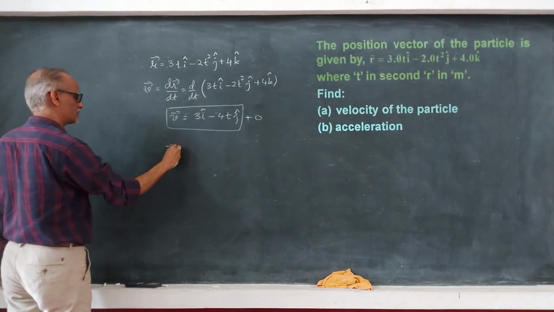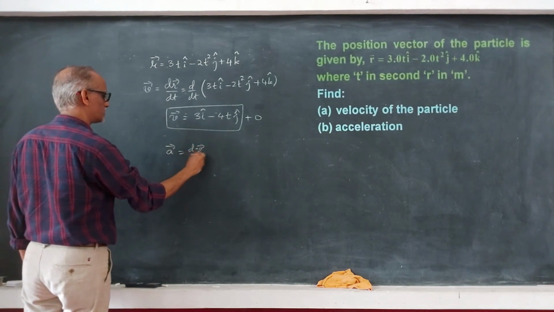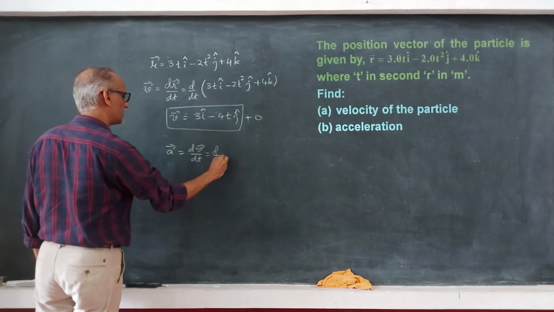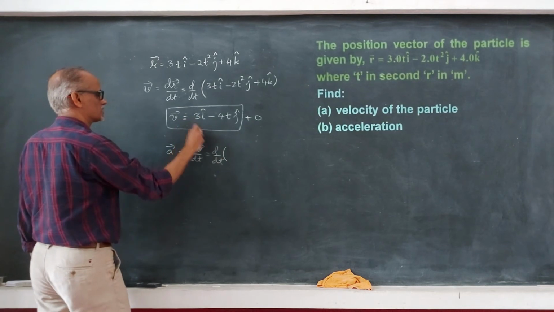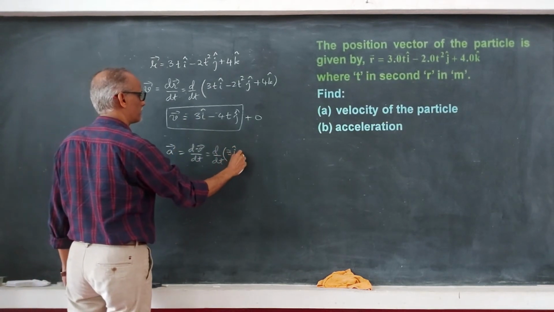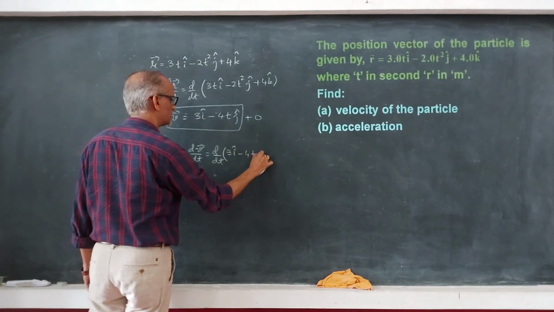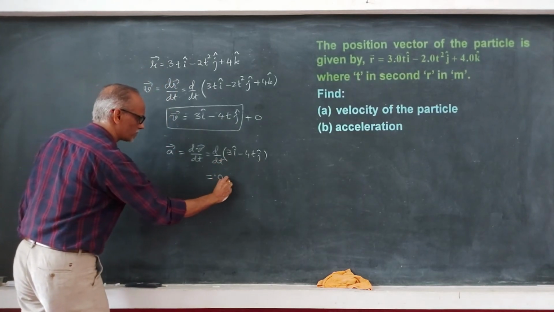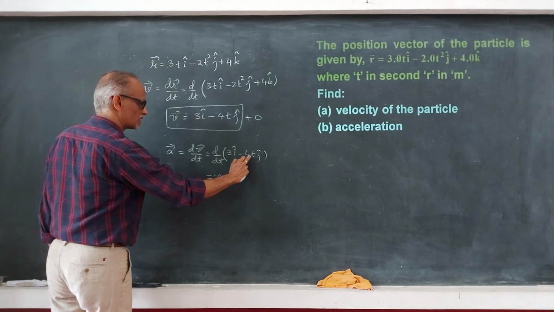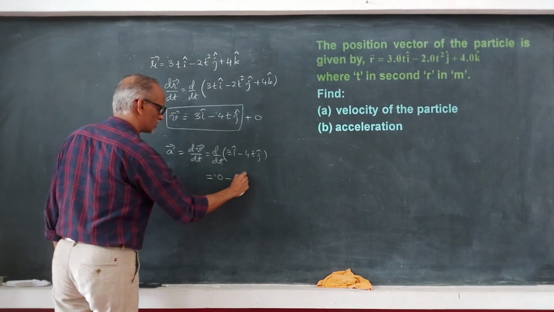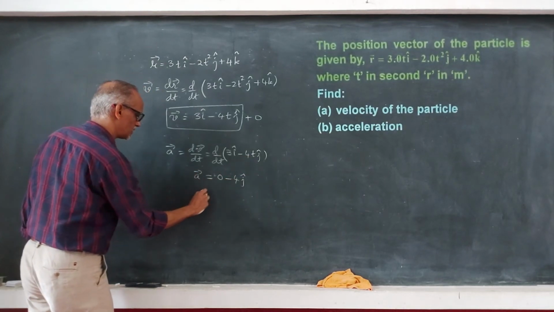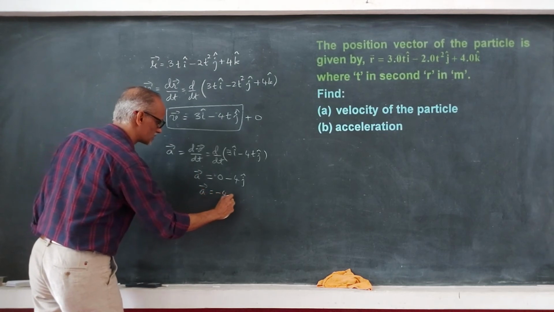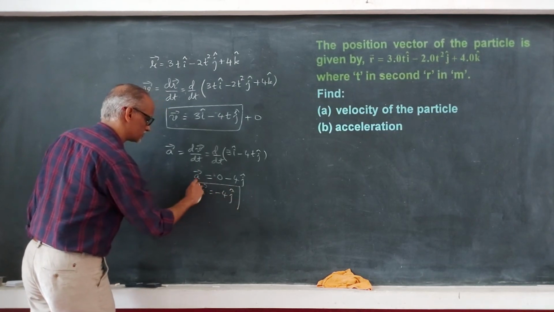How to find the acceleration? Acceleration is again rate of change of velocity, dv by dt. So d by dt of the velocity, which is 3 i cap minus 4t j cap. Differentiation of only a constant is 0, minus differentiation of t is 1, so we'll get minus 4 j cap. So this is the value of the acceleration. So acceleration is equal to minus 4 j cap.